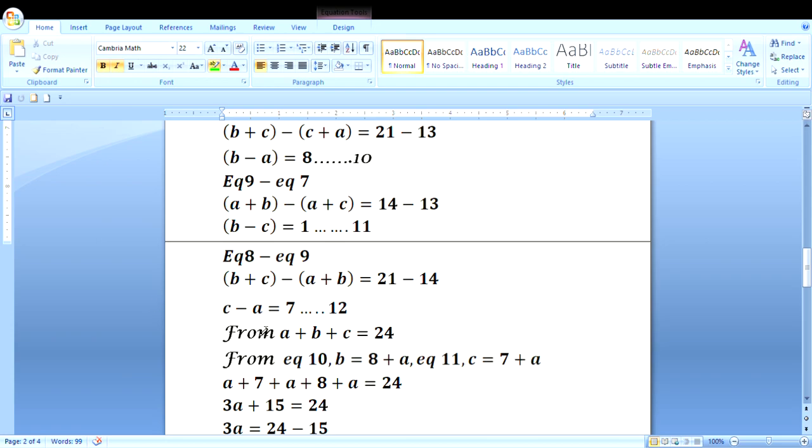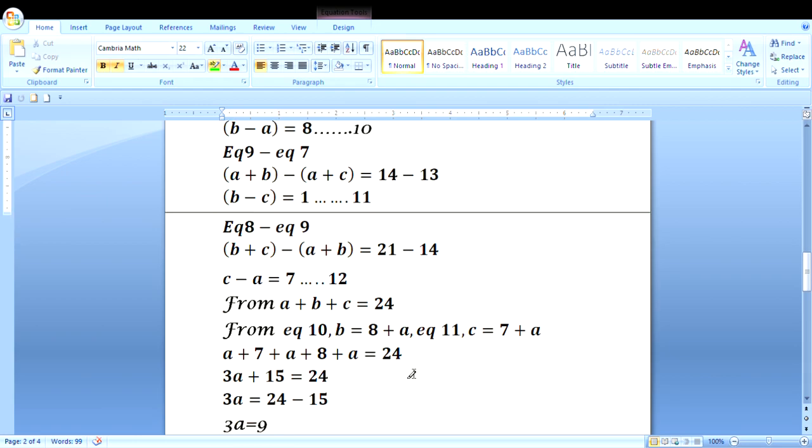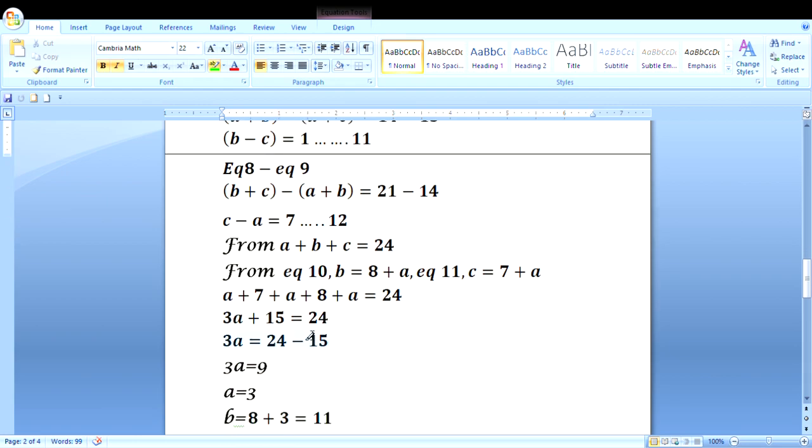So we need to find a so that we can obtain the values of b and c. If we substitute here, we just have a. In place of c, we have 7 plus a, and in place of b, we have 8 plus a, equals 24. So a plus a plus a is 3a, and 7 plus 8 is 15, equals 24.